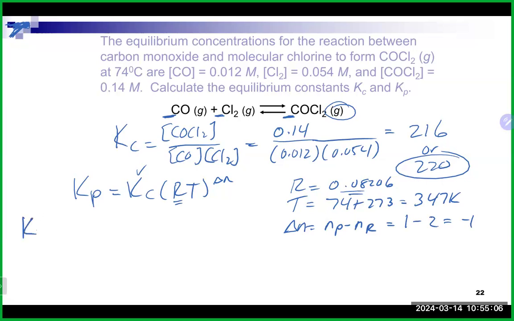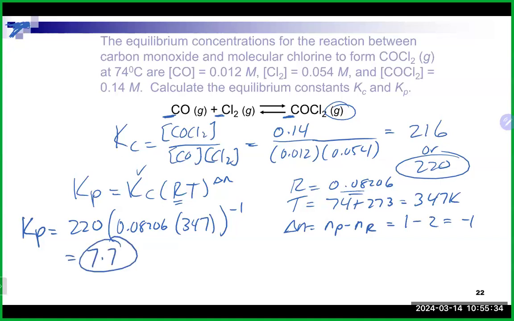So our Kp in this case is going to be, again, depending on which number you use, I'll use a 220. Why not? 0.08206. We'll do a 347, and it's going to be a -1. So cleaning all that up there, we're going to go 347 times 0.08206 to the -1, which is basically 1 over it, times a 220. That's 7.7 on the Kp. I think you get like a 7.6 on the Kp if you use 216. So pretty close.